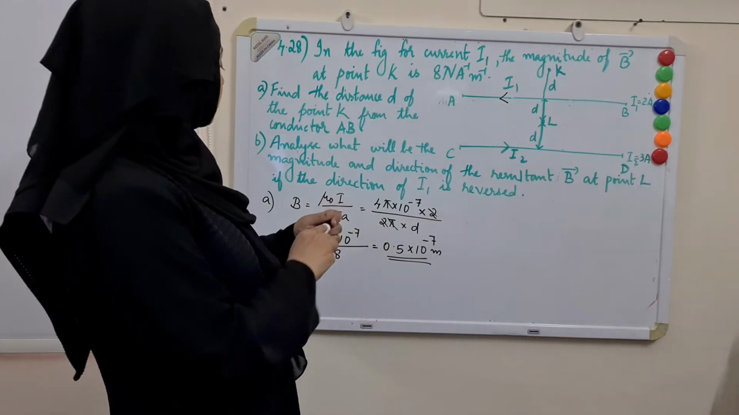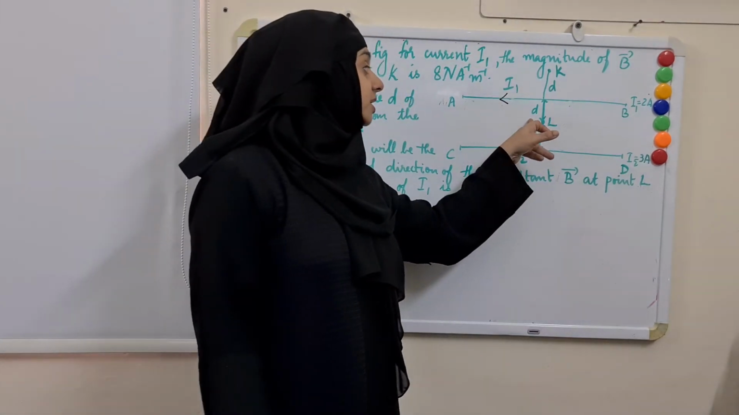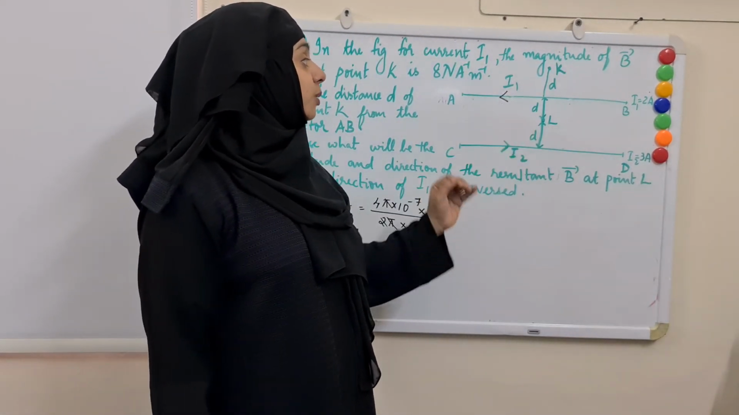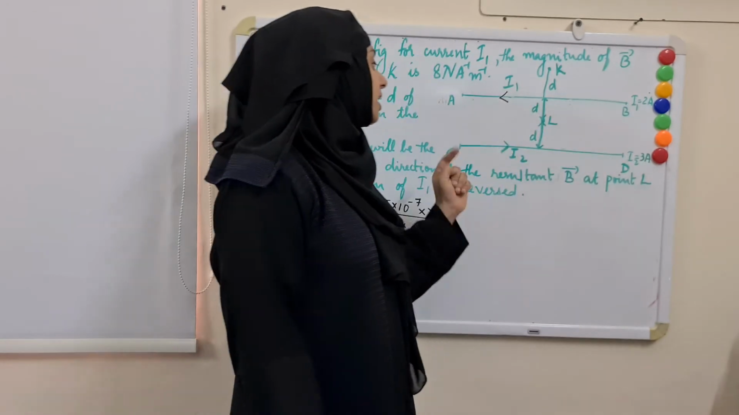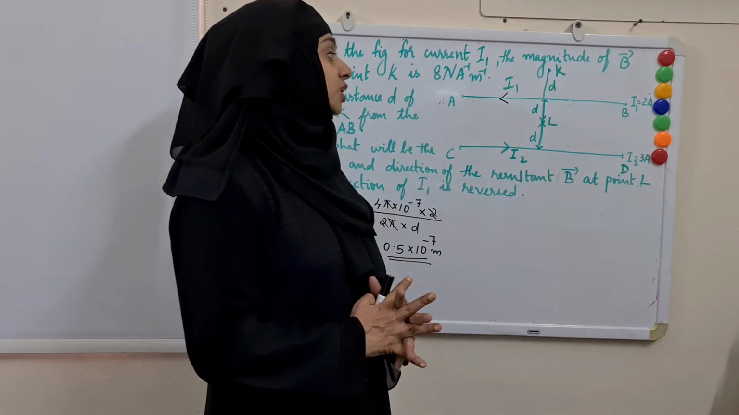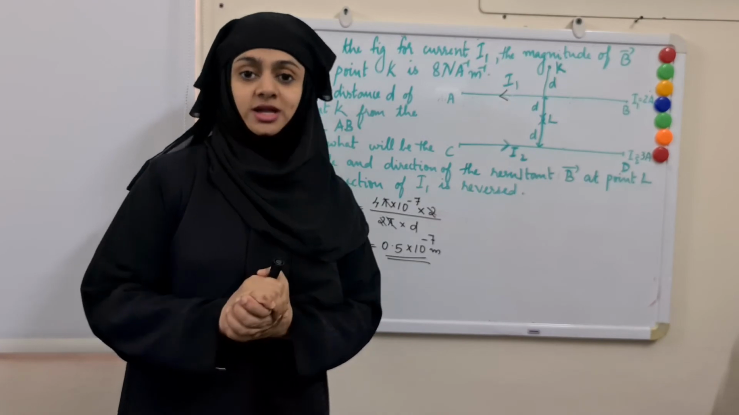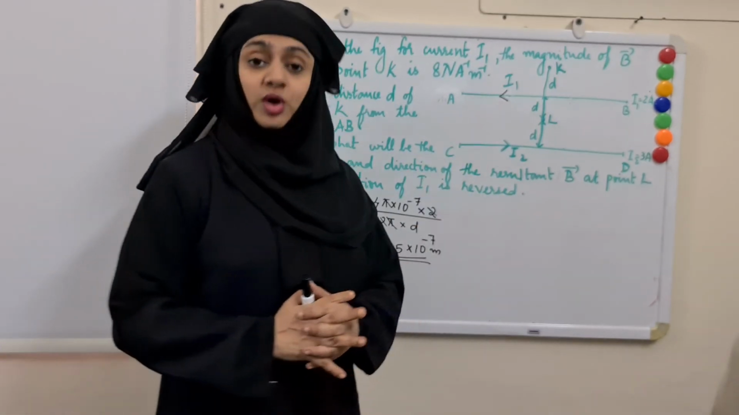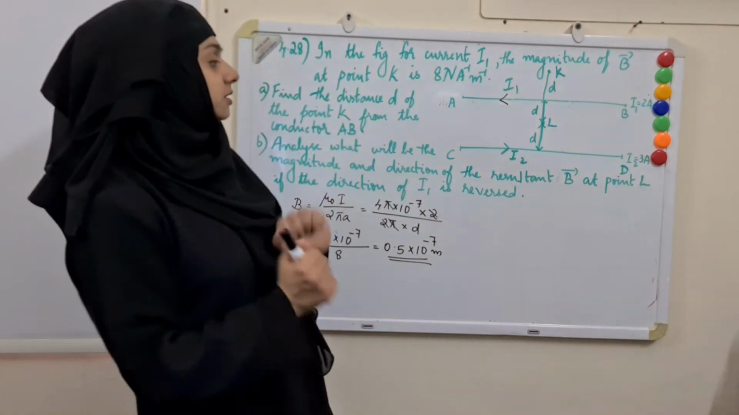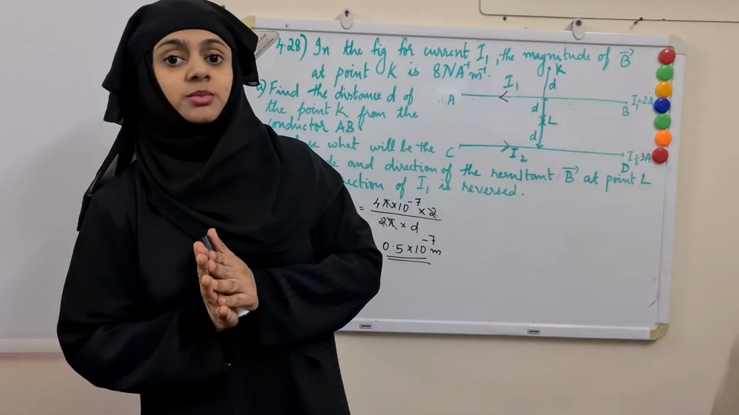I have to find the resultant magnitude of the magnetic field at L. So the magnetic field at L will be both due to the wire AB and due to the wire CD. Since magnetic field is a vector, we have to find the direction of the magnetic field due to both of these wires. If they are in the same direction, we will add them to find the resultant magnitude. If they are in opposite directions, we will subtract them.